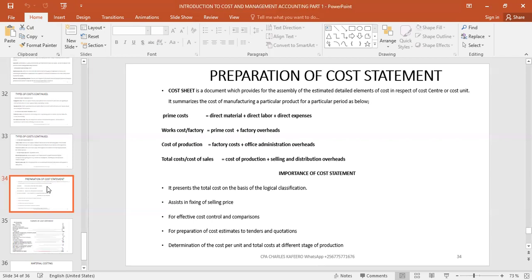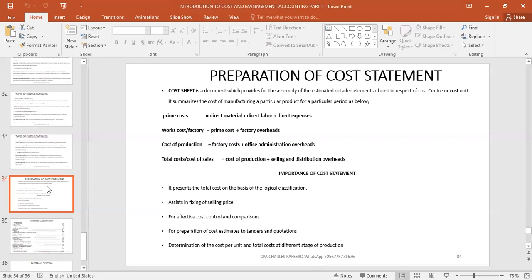Secondly, it can assist in fixing the selling price. Having got the cost of production, we can now put a profit component to the cost by using a markup or any margin so that we can determine the selling price of the goods which we've produced.